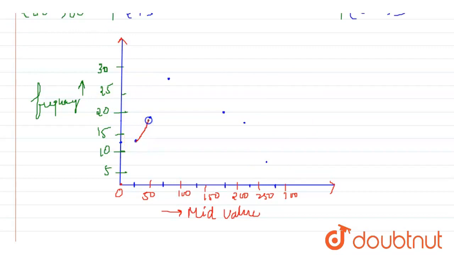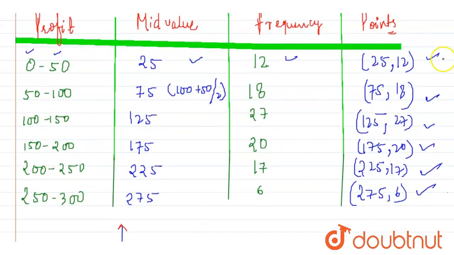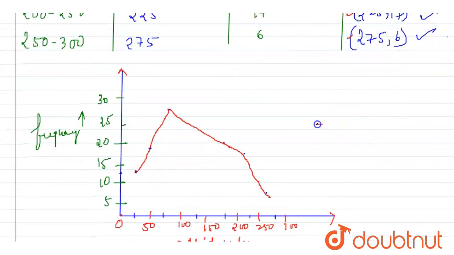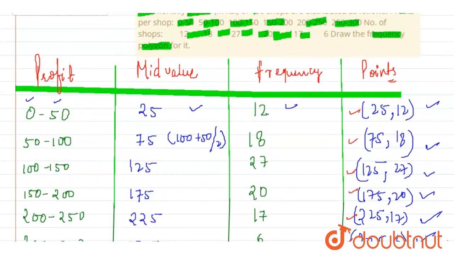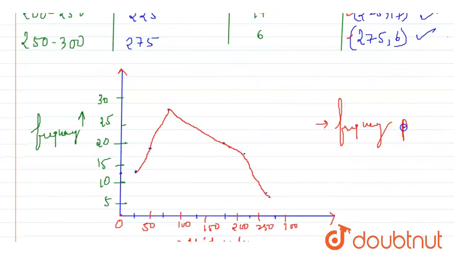So the frequency polygon we got like this. This is the frequency polygon. Here you can see the value of x is increasing, 25, 75, 125, 175, 225, and 275, and the value of y varies, right? So we have to draw like this, and this will be our frequency polygon. That's how we have to draw.